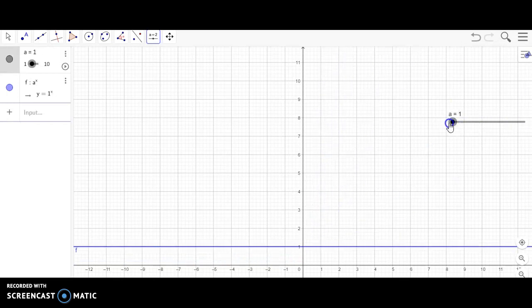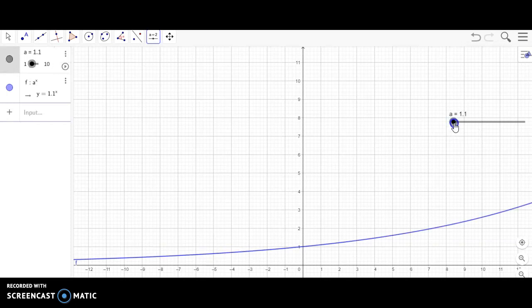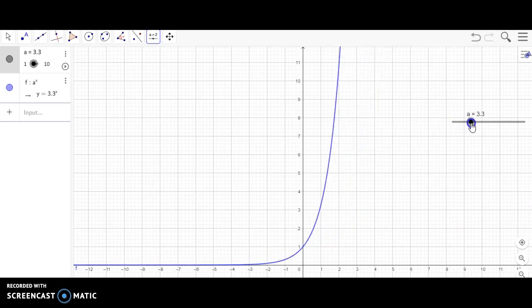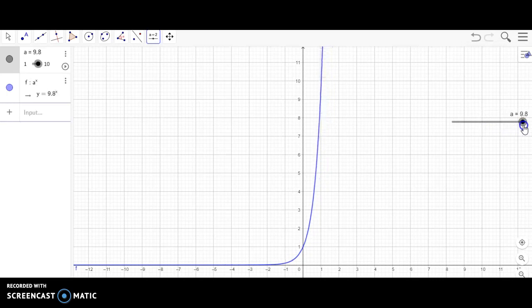We start with 1, which we are not going to consider as one of the exponential functions, but for values very close to 1, we see how the function changes and gets more and more steep. And if we were to consider the slider to take values even bigger than 10, then the function in the first quadrant will be even steeper.